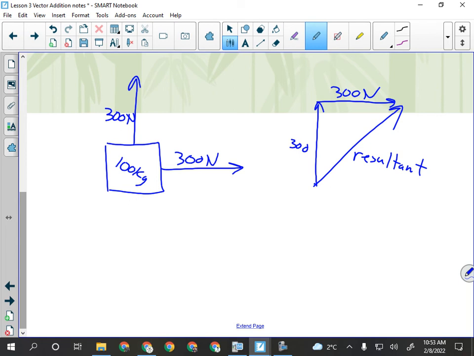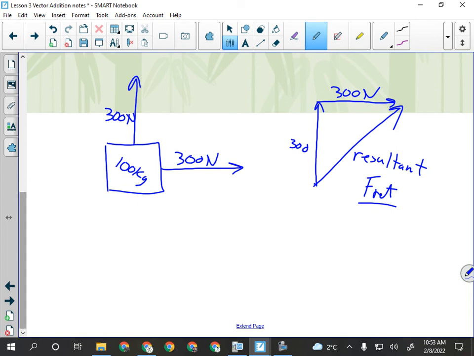If it's two displacement vectors, then the resultant represents the total displacement. If it's two velocity vectors, then the resultant represents the average velocity. If it's two acceleration vectors, the resultant represents average acceleration. If it's two force vectors, like this, it represents the net force. Everyone okay with that?